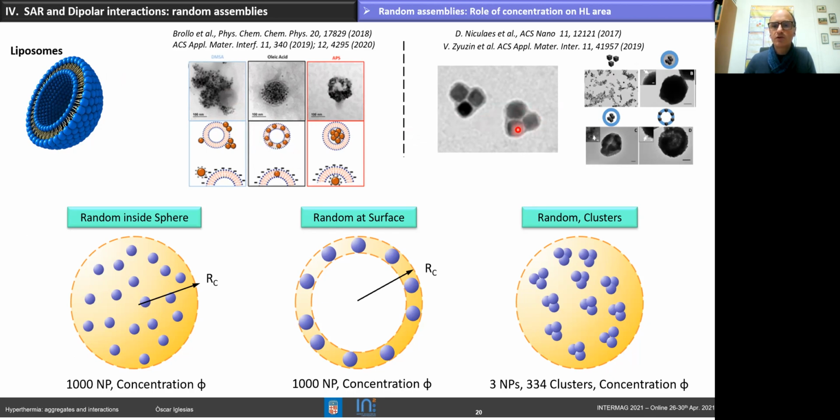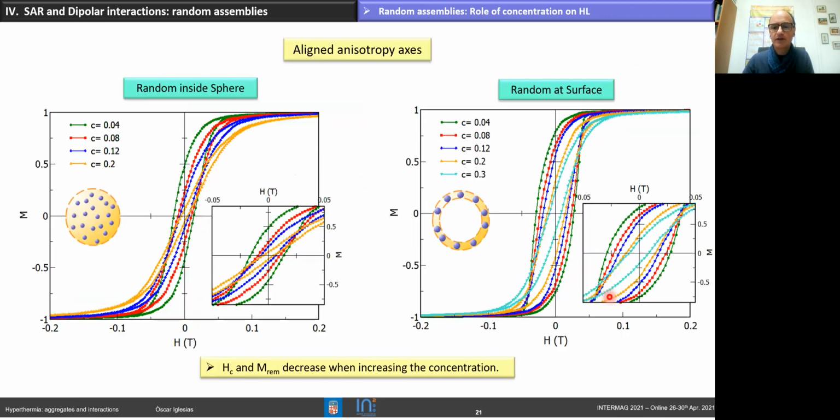Moreover, we can also control the aggregation state by the chemistry of the nanoparticle formation. And we can control the number of particles that form clusters when they aggregate. So we are going to consider the results of simulations for particles placed at random inside a spherical cavity, at random at the surface of a spherical surface, and also when they aggregate, forming clusters of 3 nanoparticles.